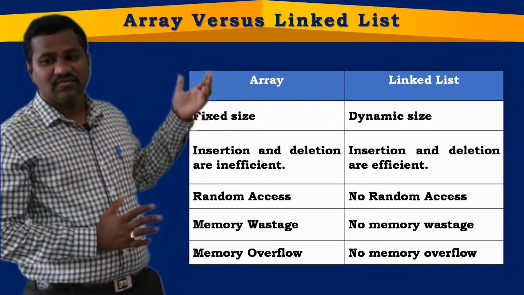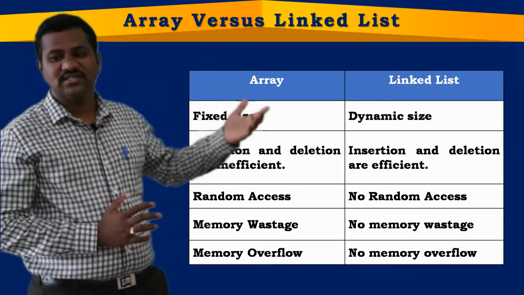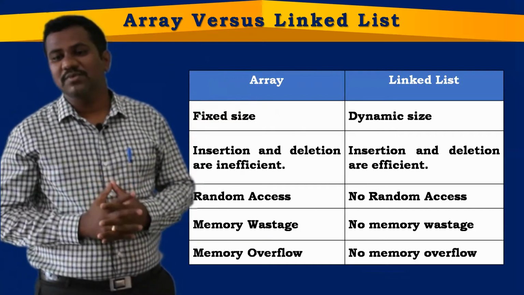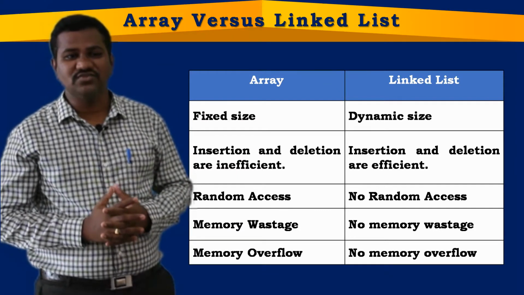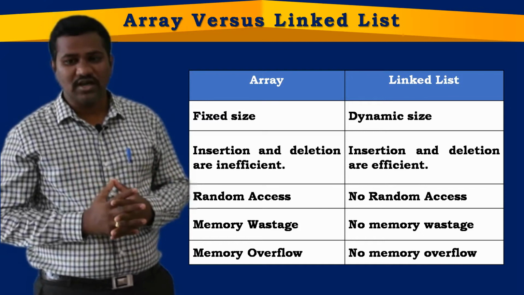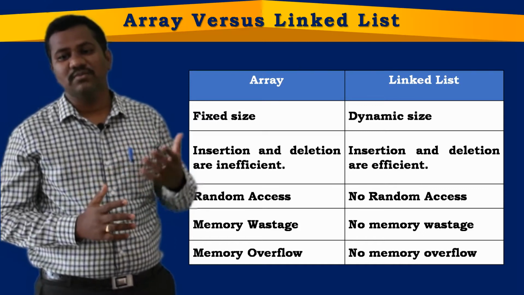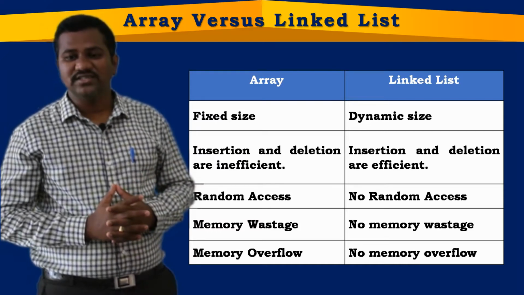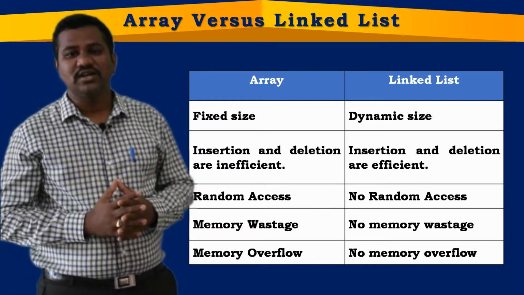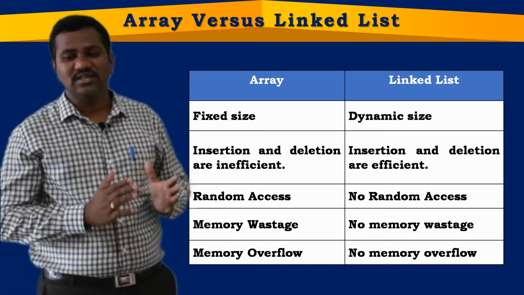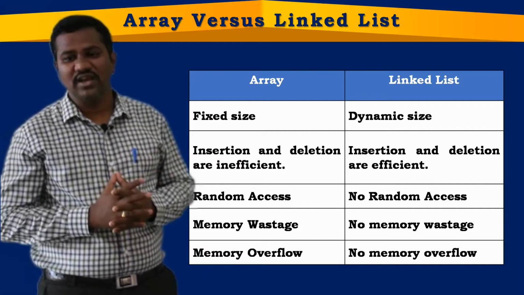The first difference is that an array is fixed in size, whereas a linked list is dynamic in size. Once the memory is allocated for an array, it cannot be changed while executing the program. So we are not in a position to store as many elements in the array as the programmer requires. Whereas a linked list is dynamic in nature, so as per the requirement of the programmer, we can store the elements. That's the major difference between an array and a linked list.